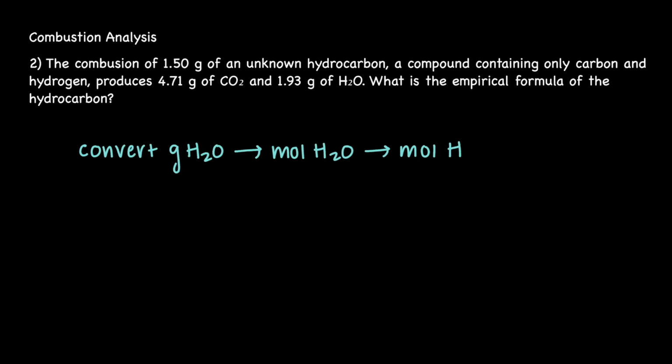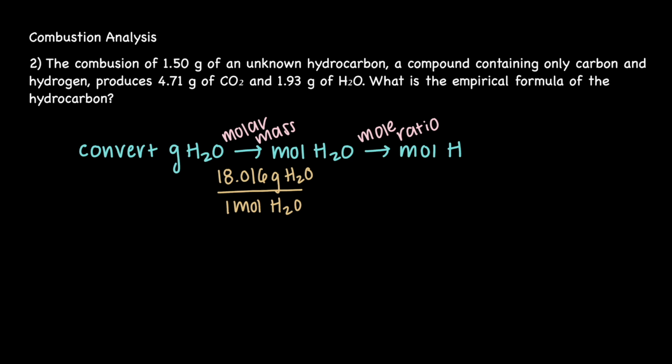To convert grams of H2O to moles of hydrogen, we will use the molar mass to convert to moles of H2O, and then we will use a mole ratio to convert from moles of H2O to moles of hydrogen. The molar mass for H2O will be 18.016 grams of H2O for every 1 mole of H2O. The mole ratio will be 2 moles of hydrogen for every 1 mole of H2O.